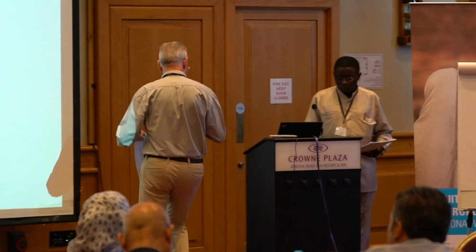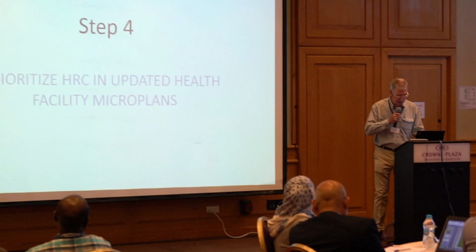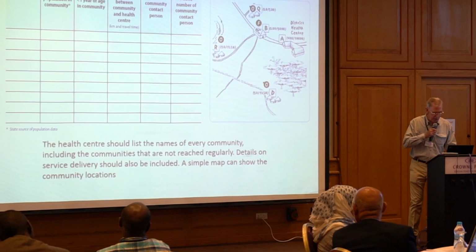Now, we're going to talk about making updated health facility microplans. So far, we've done a sort of analysis, a problem analysis. Now let's think about what we need. We've already talked about the list of population and map. We don't need to do that. We've done that already. That was step one.